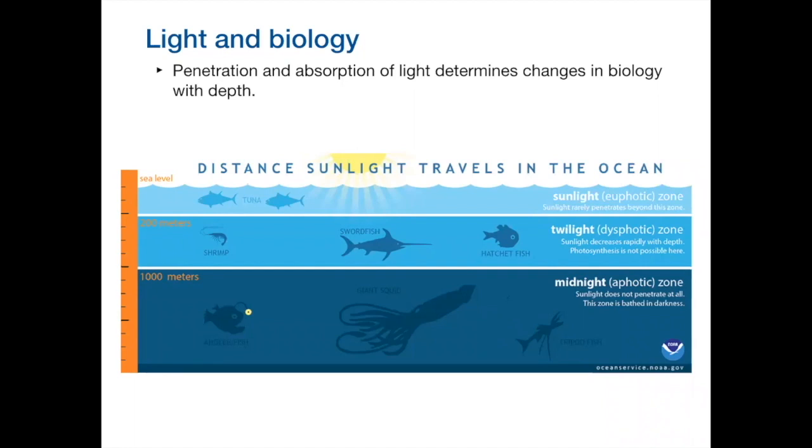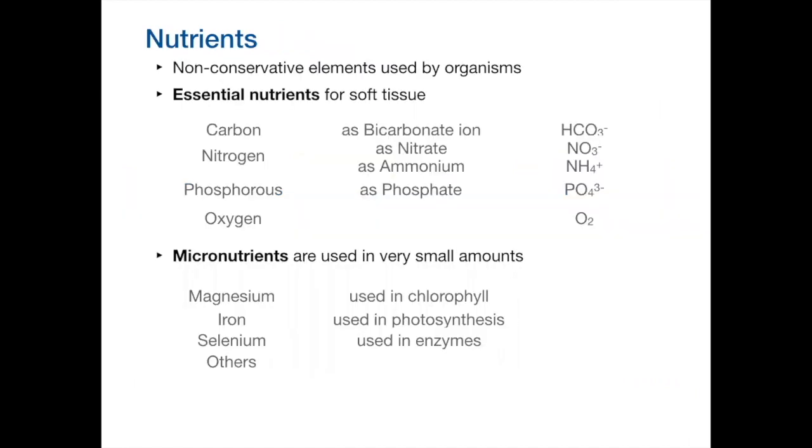The next layer down is the twilight zone, where there is a very, very small fraction of light that can make it down there, not enough to do photosynthesis. Then we have below that the aphotic zone, so below around 1,000 meters, where there is no sunlight at all, completely pitch black. So the focus of this video is on nutrients.